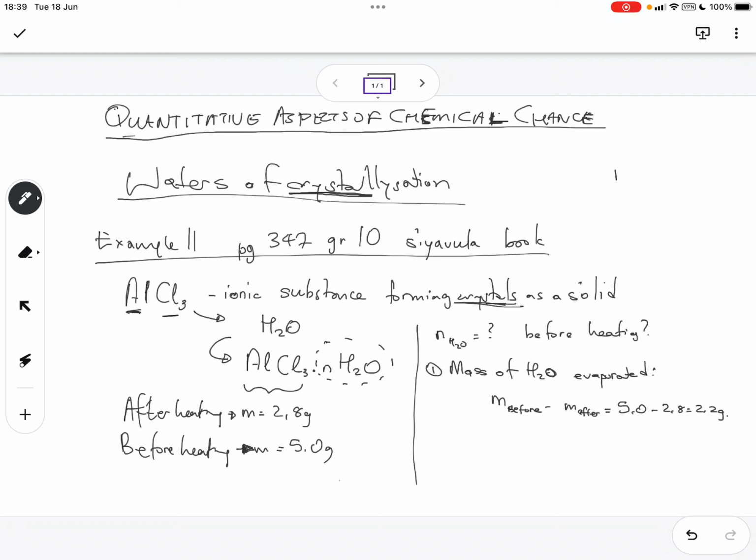Remember the formula for number of moles, n equals small m over big M. So if we find the mass of the water, we can find the molar mass of the water, then we can also find the number of moles. So you are correct, Musa, we will need to find the number of moles of the water that was evaporated. So we found the mass, and that's 2.2 grams.